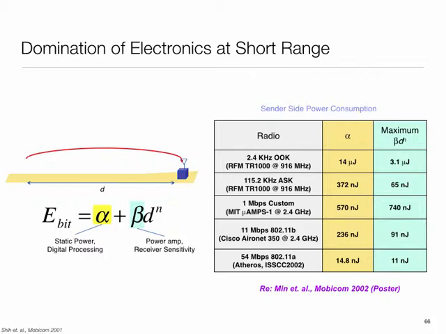What do you think the energy to receive a bit will look like? Like, what's the simplest model you can think of? This should give a clue. So the transmitter is alpha plus beta d to the power n. I'm kind of pushing everything under a constant term which is distance independent and a term which depends on the distance. What about the receive side? Alpha plus beta n.